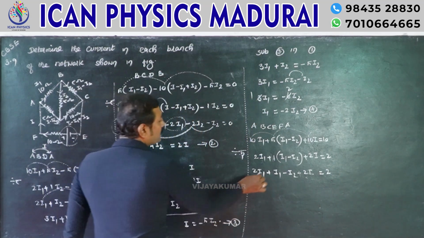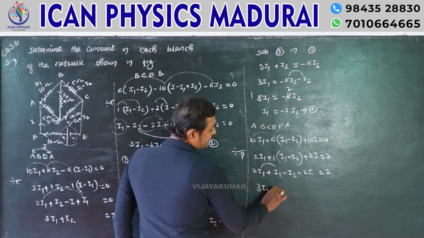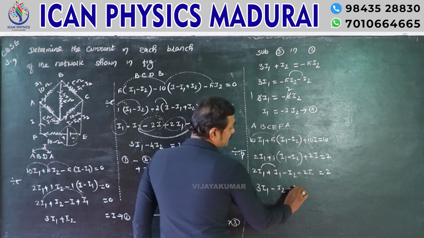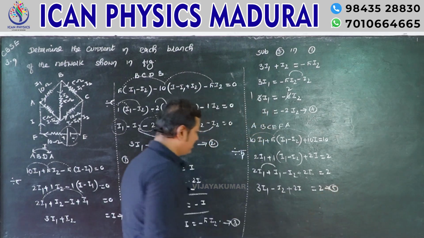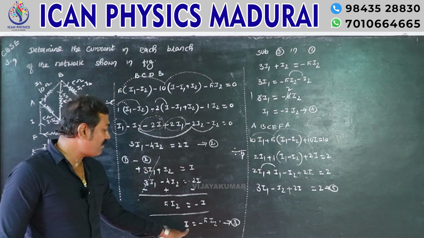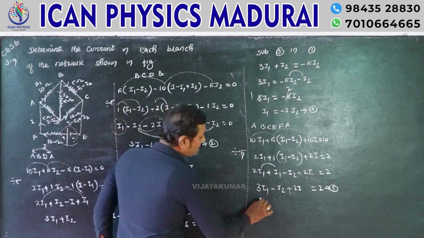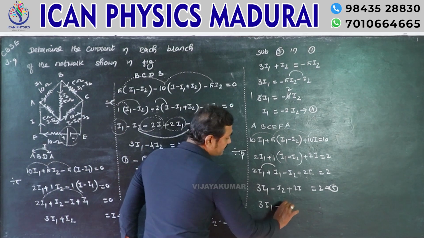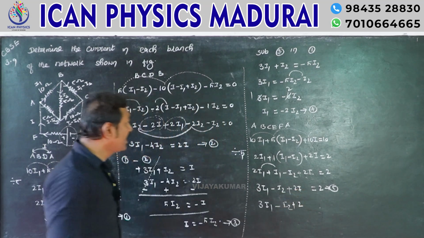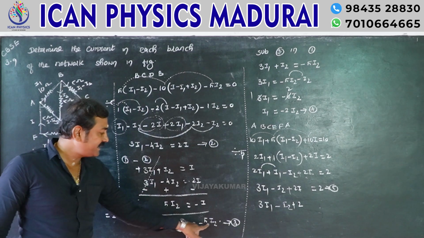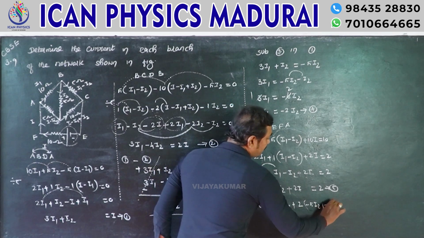Now I1 plus 2I1, 3I1 minus I2 plus 2I equal to 2. Now it's taken as equation number 5. Now we can substitute the value of I. So what is the value of I? Minus 5I2. So 3I1 minus I2 plus 2 into I. So what is the value of I? Minus 5I2. So minus 5I2 equal to 2.